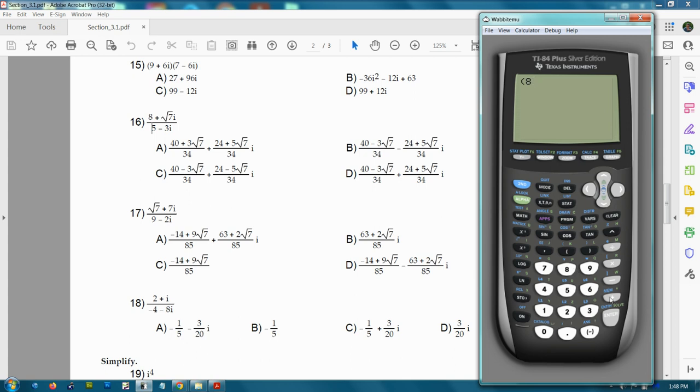If you don't do that, you're in trouble. X plus second function, the square root of 7. Come out of that, I, second function, the period key. And this is divided by open parenthesis, and your denominator is 5 minus 3i. Second function, the period key. All right, let's take a look at it.